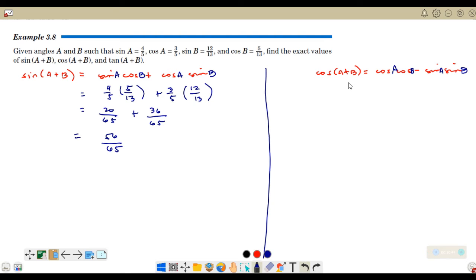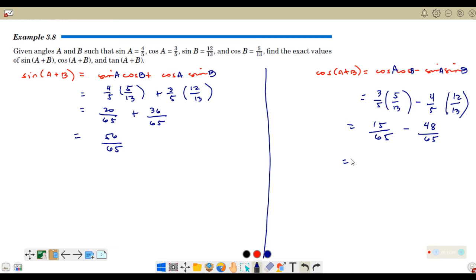Now, let's go to this other one. We have cosine A plus B is equal to cosine A, 3 over 5 times cosine B, 5 over 13, minus, we have sine A, 4 over 5. And then sine B, we have 12 over 13. So 3 times 5 is 15. 5 times 13 is again 65. Minus, we have 4 times 12, 48. Over 65 ulit.